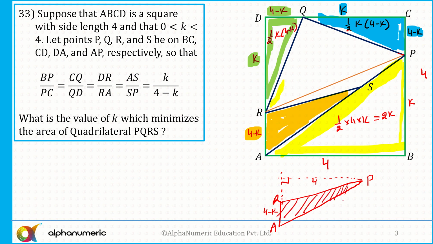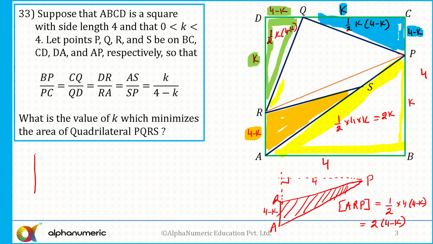So let me write down the area of triangle ARP. It will come out to be equal to how much? That is half of 4 into 4 minus K. Height is 4 and the base is 4 minus K. So this is equal to twice of 4 minus K. Now this is ARP. Now another important point in the triangle ARP.